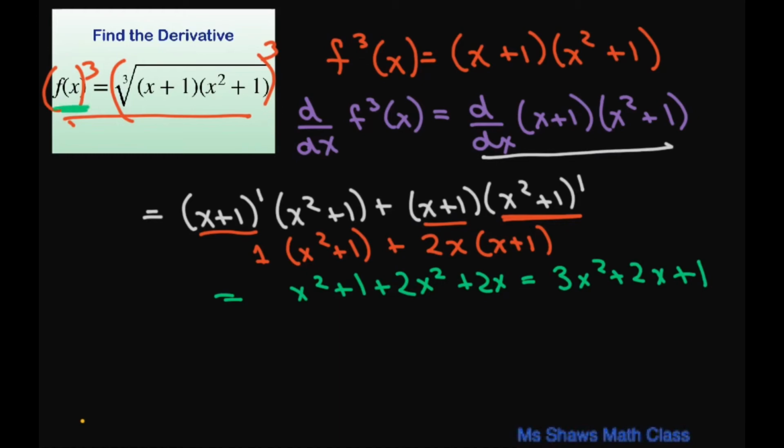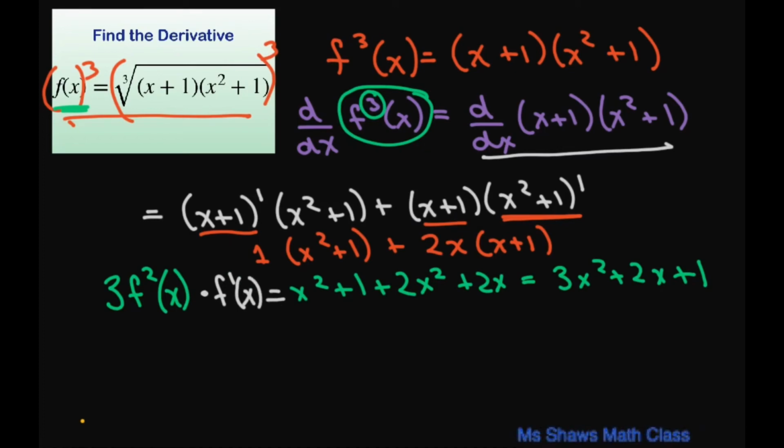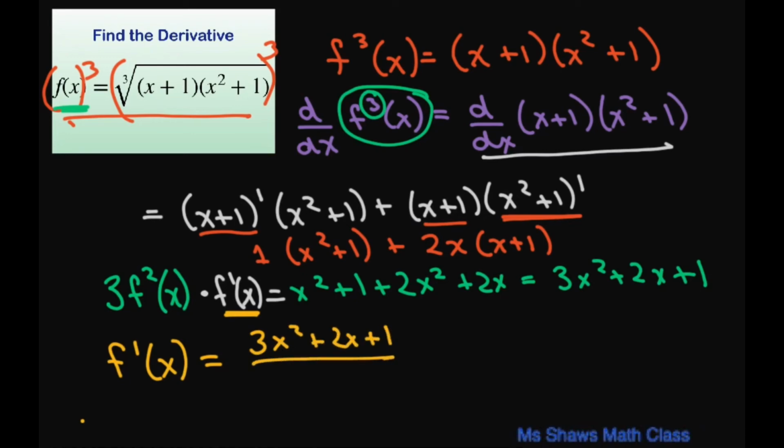So let's differentiate that. When you differentiate this piece, this is the f cubed, so that's going to be 3 f squared of x times the derivative of your inner function, so times f prime of x. Now we're looking for f prime of x, because that's your derivative. It's just going to be 3x squared plus 2x plus 1 divided by this piece, 3 times the f squared of x.